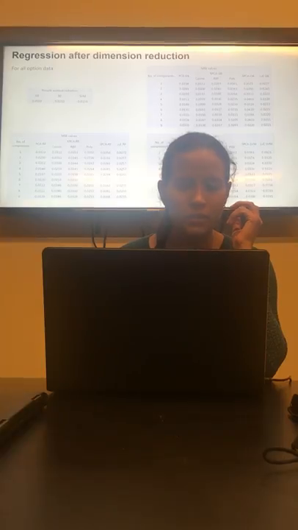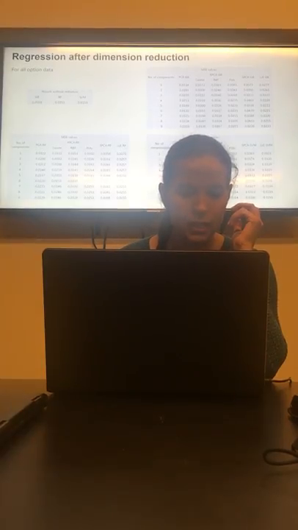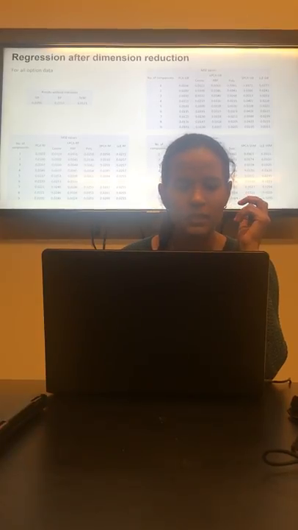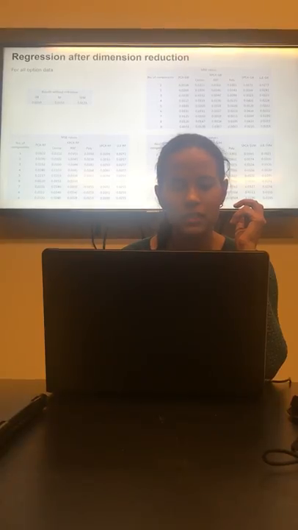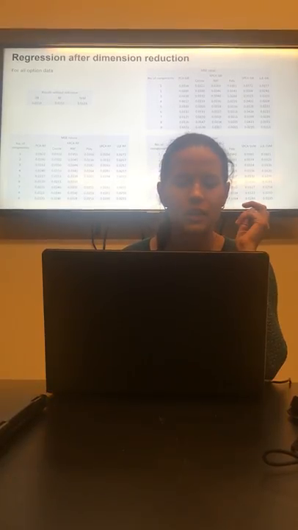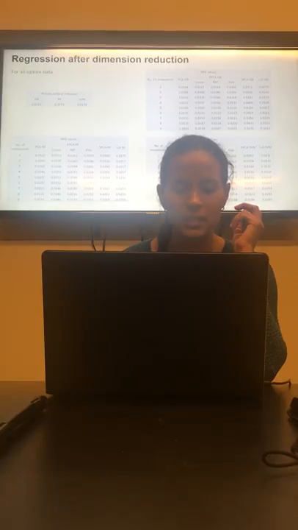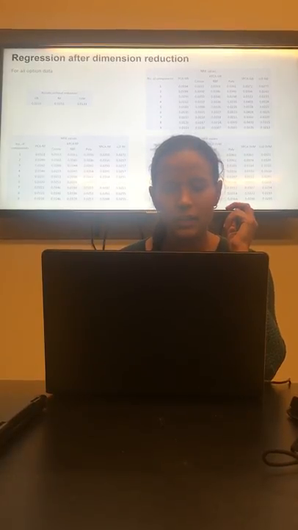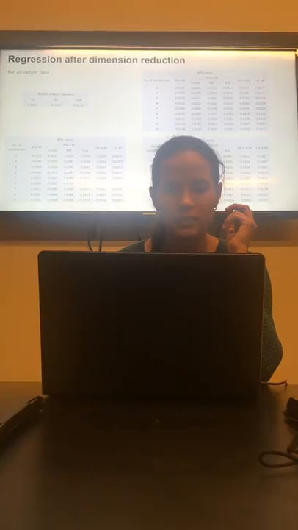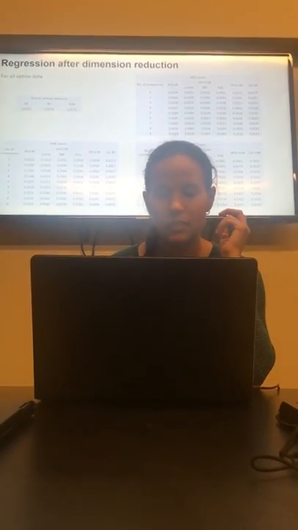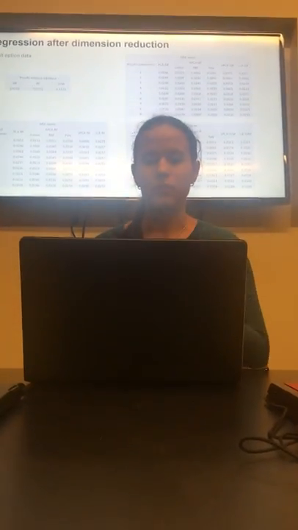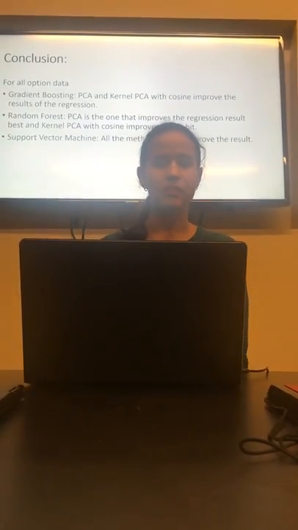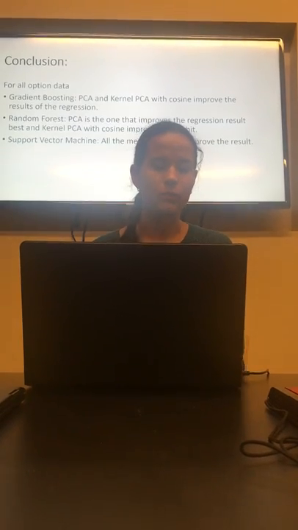And about the random forest, we can see in the table that the only one doing the best improvement is the PCA, and the kernel PCA with the cosine kernel is just improving the MSE a little bit. And when we analyze the support vector machine, we see that none of the reduction methods are improving the results. And basically these are the conclusions I just mentioned before.